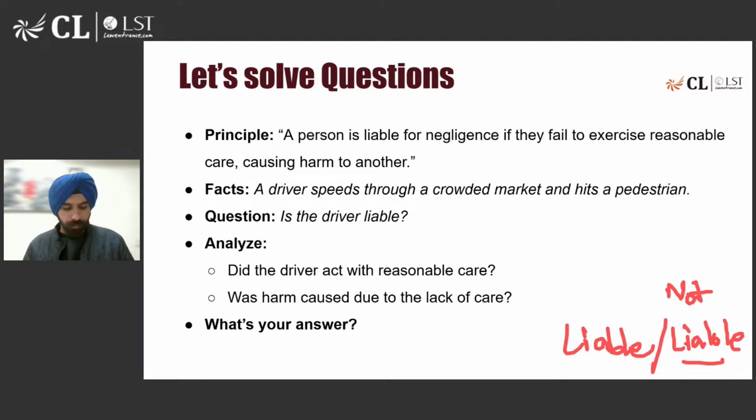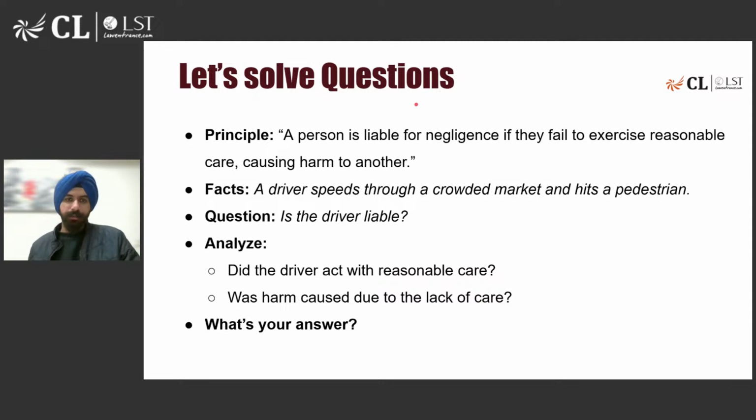Okay, answers liable or not liable? Shreya says liable. What about others? Priyanshi also says liable. And that is the correct answer. Yes, he would be liable because we can clearly see that he did not act with reasonable care and harm was caused because of lack of care. Because driving very fast through a crowded market and hitting a pedestrian, you can clearly see that is an act of negligence and therefore he would be liable for negligence. So, this is a very simple example of how you apply the principle to the fact and answer the question.